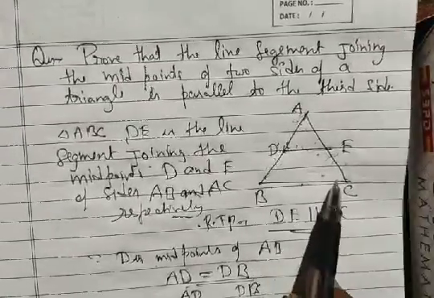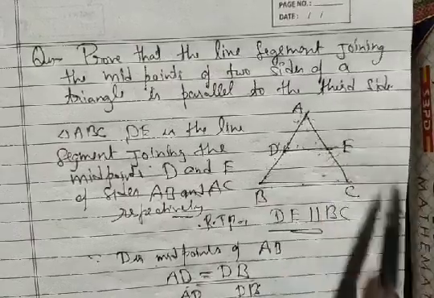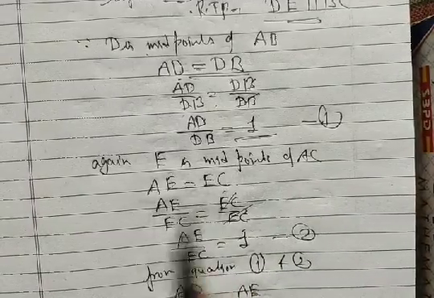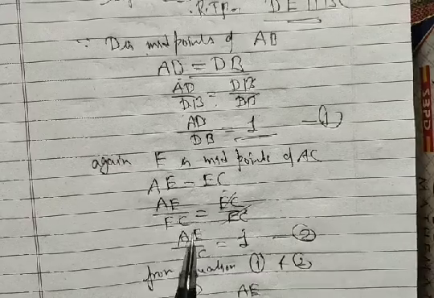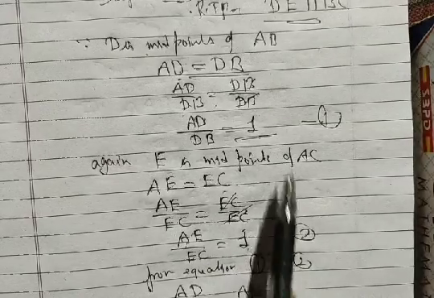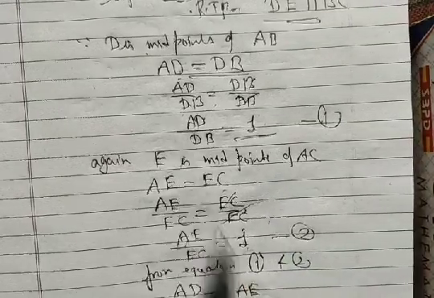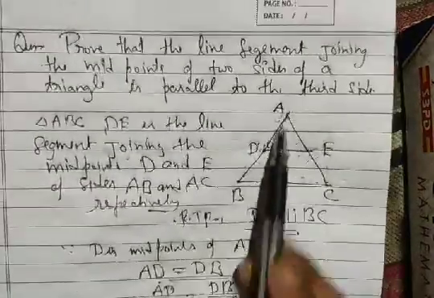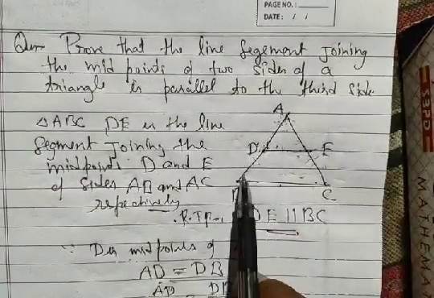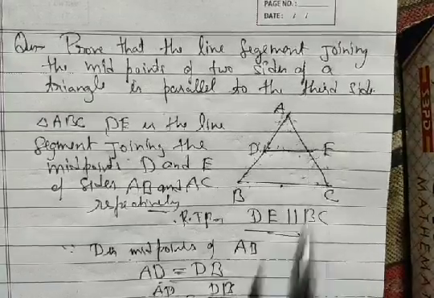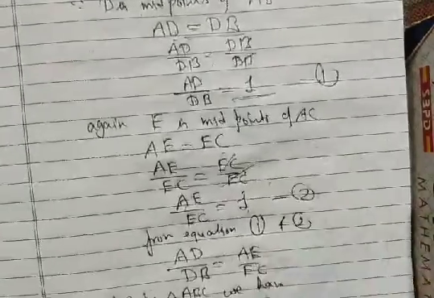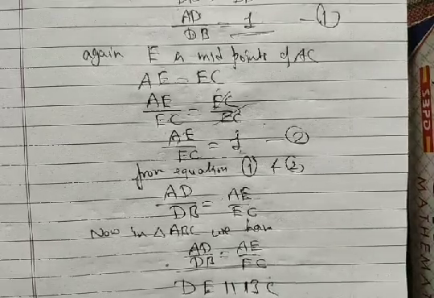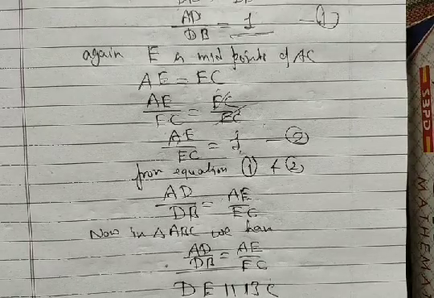Similarly, E is the midpoint of AC, so AE is equal to EC. Dividing by EC on both sides, we get AE is to EC equal to 1. Now both are equal to 1, so the ratios must be equal: AD by DB is equal to AE by EC in triangle ABC. By using the converse of the basic proportional theorem, this only happens when DE is parallel to BC.